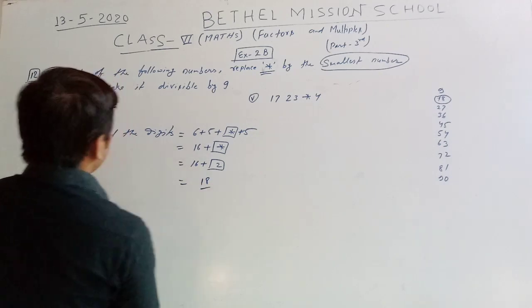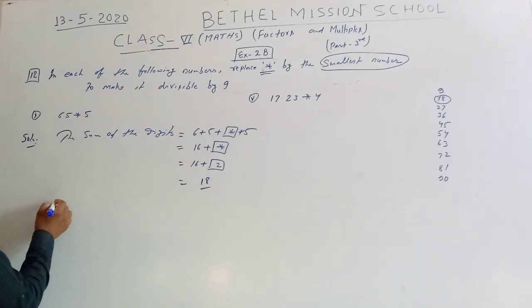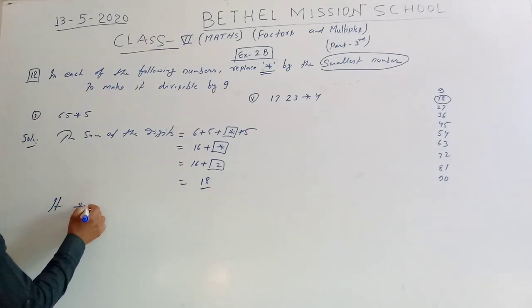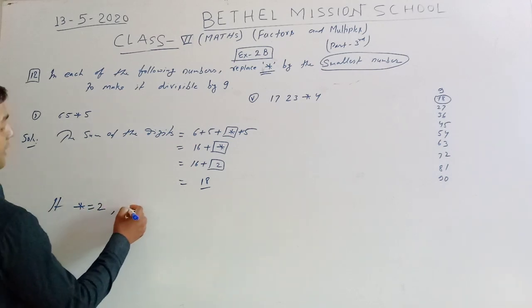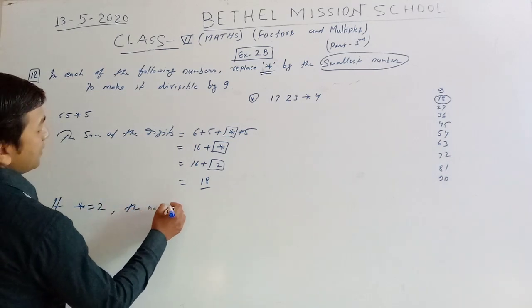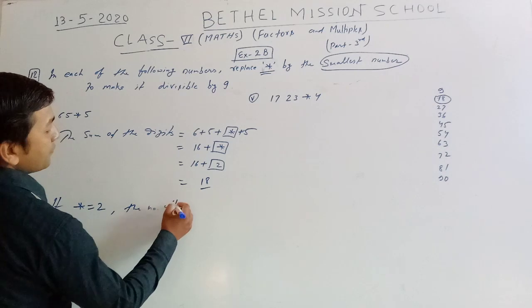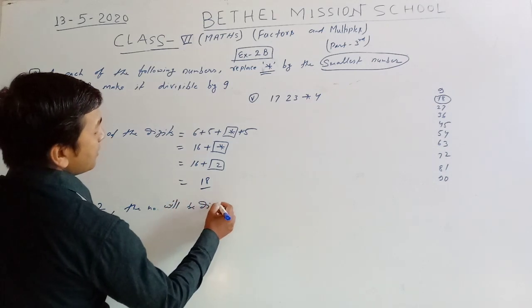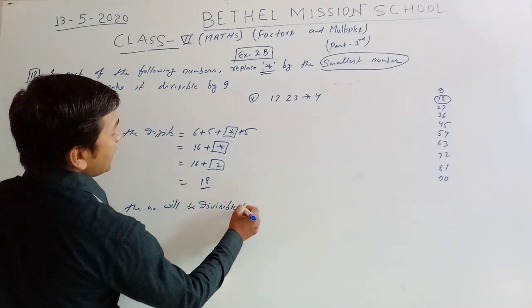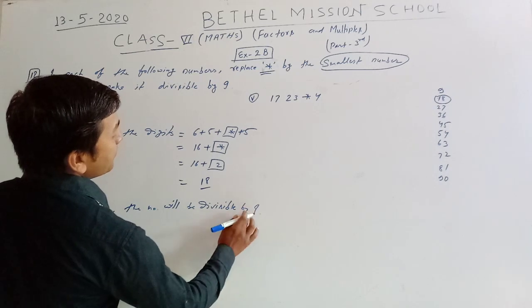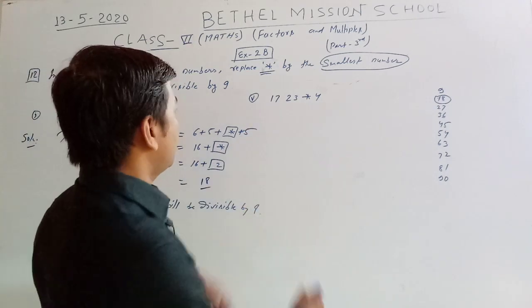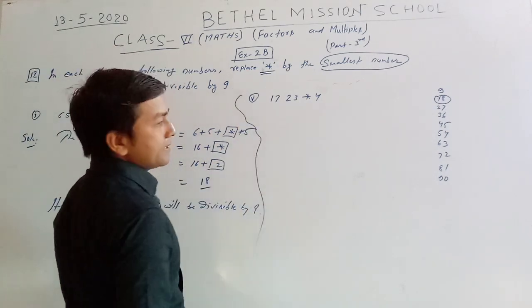So, last we have to write: if star equals 2, then the number will be divisible by 9. Okay, now the fifth question, just the same.